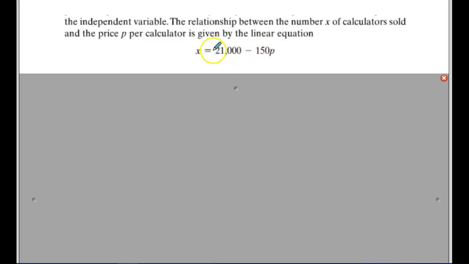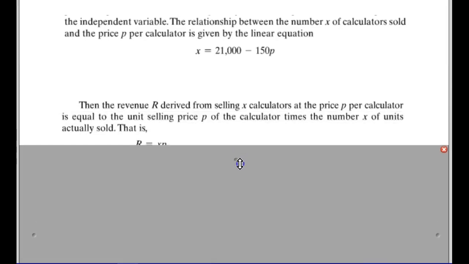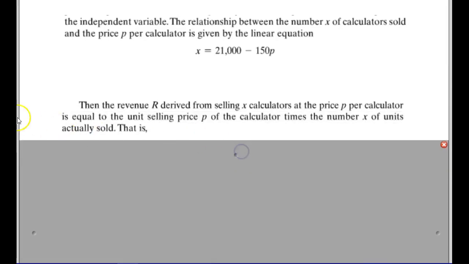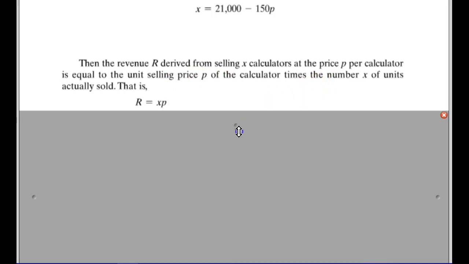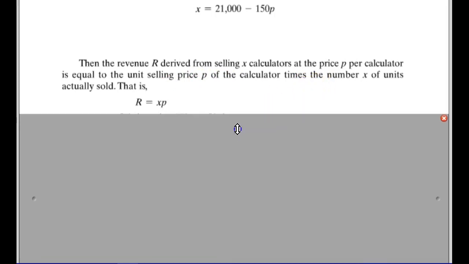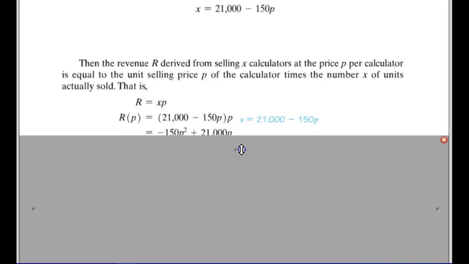So here's my linear equation. So I have 21,000 minus 150p, and p is that per calculator price. Okay, so then I know that I'm looking at revenue. Okay, so revenue is how much money I can make from it. So my revenue is equal to the selling price times the number of units sold. Okay, so I have my revenue is the price times the number of units.